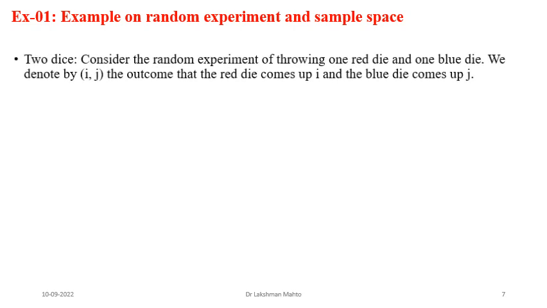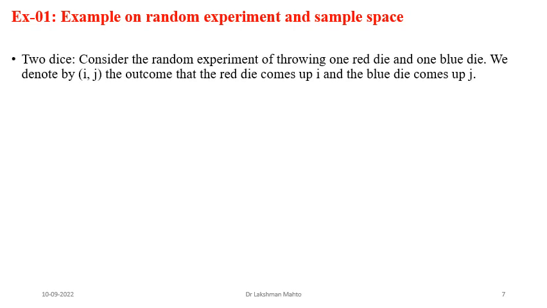So it is very important to understand what a sample space is and how to come up with it. If you have a random experiment, list out all the possible outcomes. The example I have taken here: consider the random experiment of throwing one red dice and one blue dice. What would the outcome be here? Identify the outcome first, then you will be able to identify the sample space.